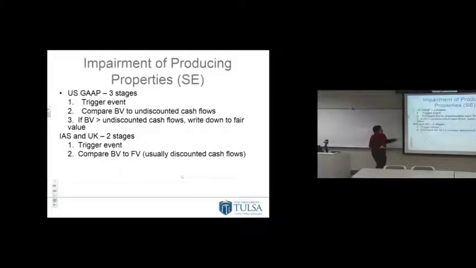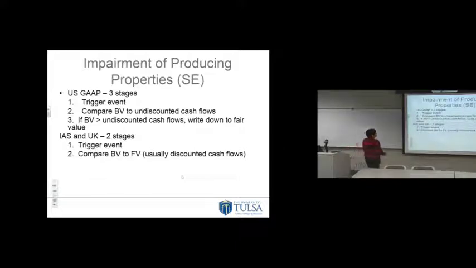Okay, now the thing about international is, again, you're going to look at the field. You don't have to do it every year, but if events or circumstances indicate a loss in value has occurred, then you need to look at that field. So that's the trigger event. But they're not going to look at undiscounted cash flows. They're not going to do this step 2 under U.S. GAAP. They're going to compare the book value of the field directly to fair value, which is usually discounted cash flows, right? So they're going to go right from book value to discounted cash flows and write down if needed.